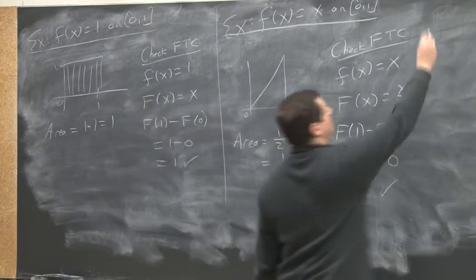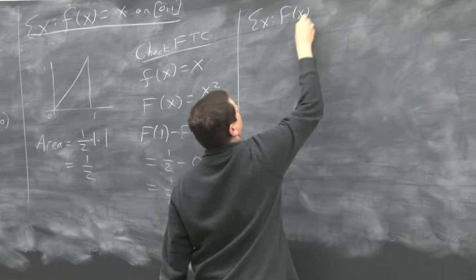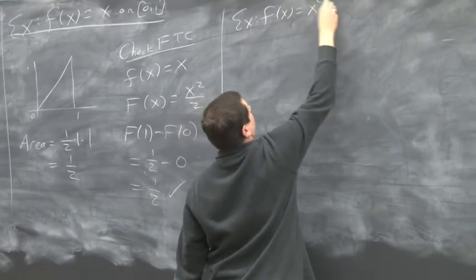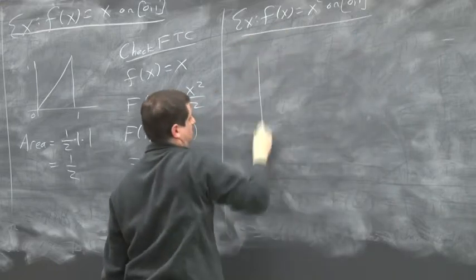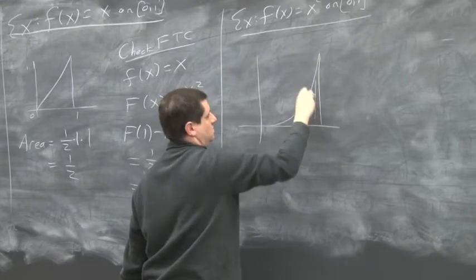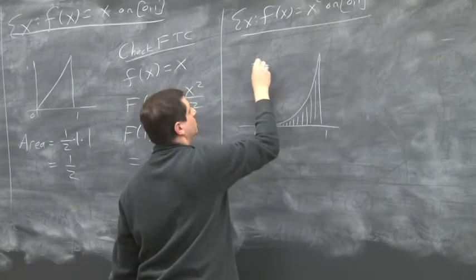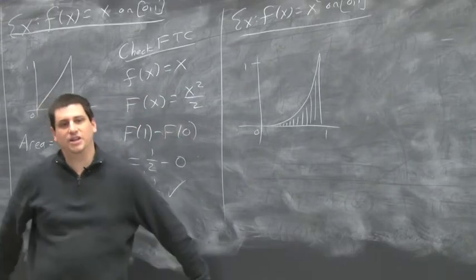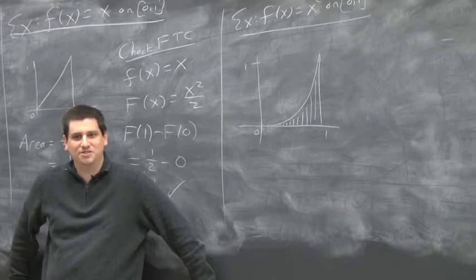X squared. Life is about to become interesting. f of x equals x squared on the interval 0, 1. Can anybody elementarily calculate the area under a parabola for me without using calculus?